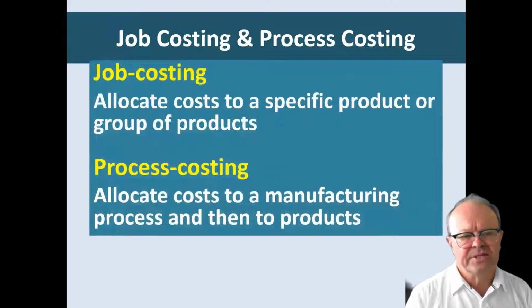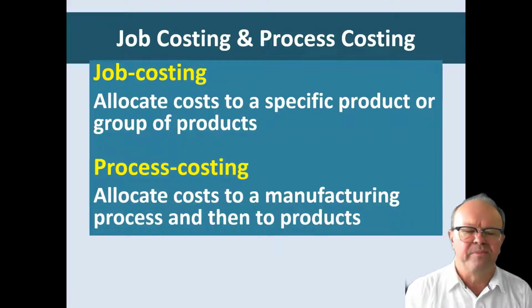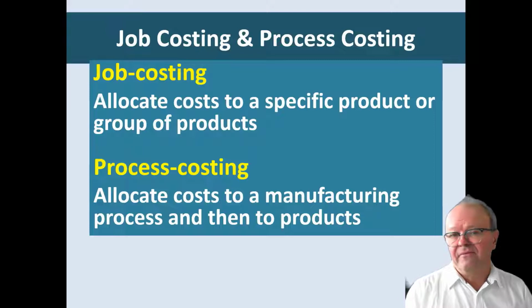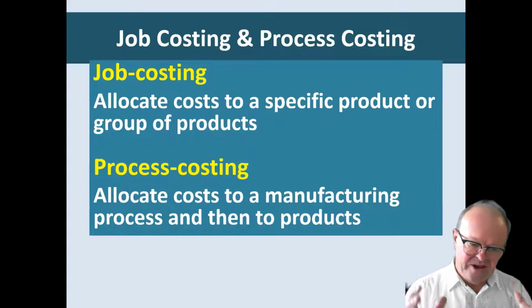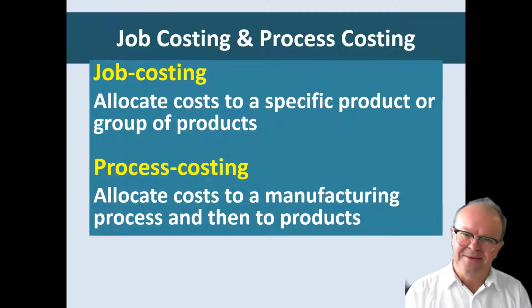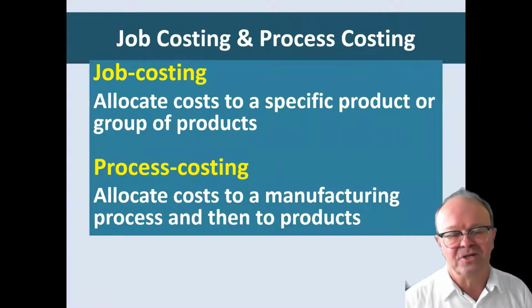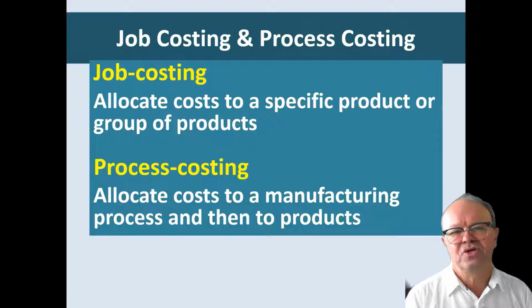Well, job costing is where we allocate costs to a specific product or group of products as we're making them. You can think, for example, you might be building an ocean liner. It's very clear that all the costs that are going into making this ocean liner relate to that one product, the ocean liner. And we can attach the costs to that ocean liner, and that would be job costing.